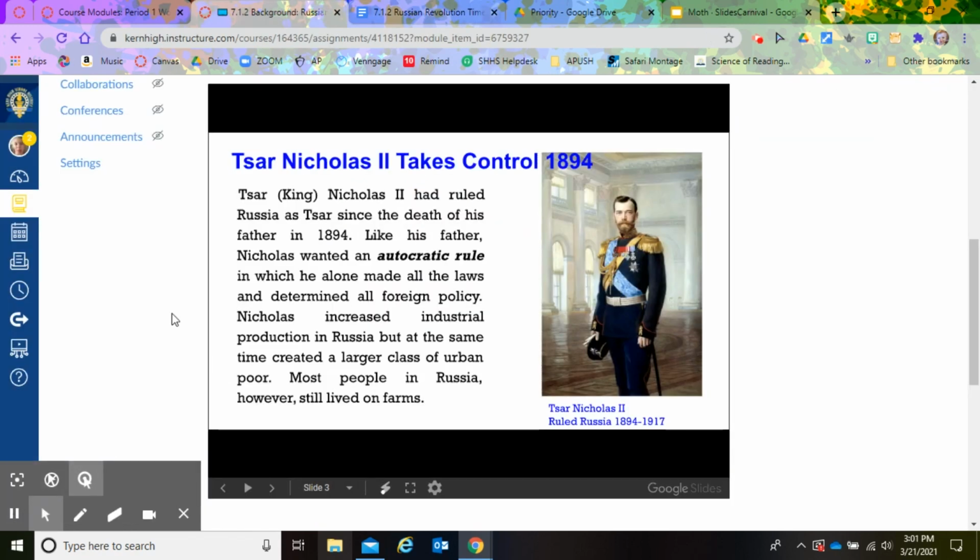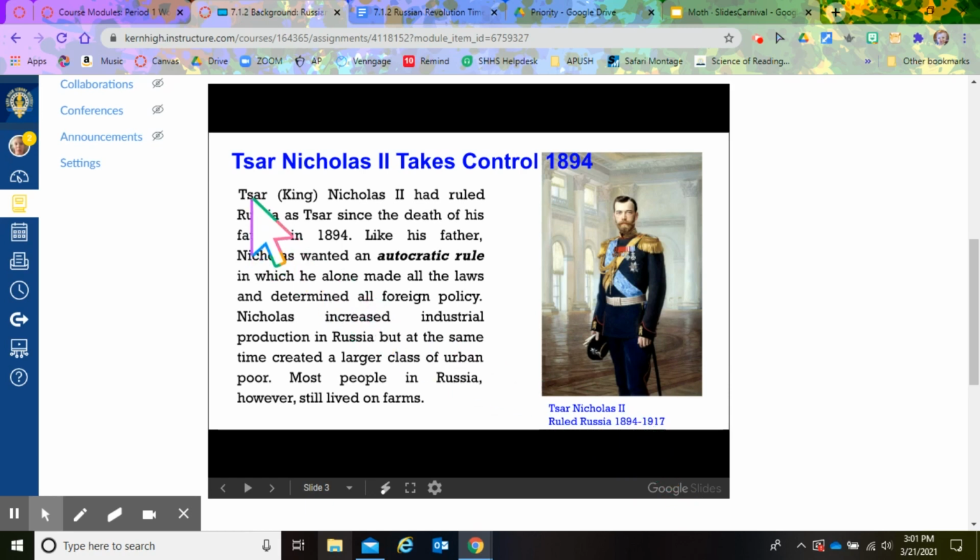All right, we're back on the presentation. Tsar, this is how you pronounce that word. You don't pronounce the T. So it's Tsar Nicholas II, who takes control of the country in 1894. Here's a picture of Tsar Nicholas II. He was in charge from 1894 to 1917. Notice how 1917 is during World War I.